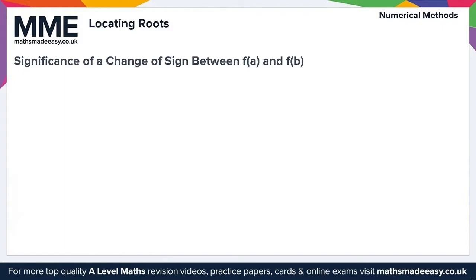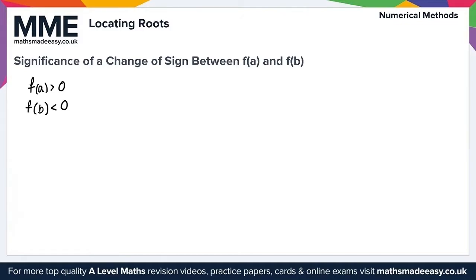To start with, let's take a look at the significance of a change of sign between f of a and f of b. Now if f of a is larger than 0, and f of b is less than 0, then we say there's a solution to the equation f of x equals 0, and this is between the values a and b.